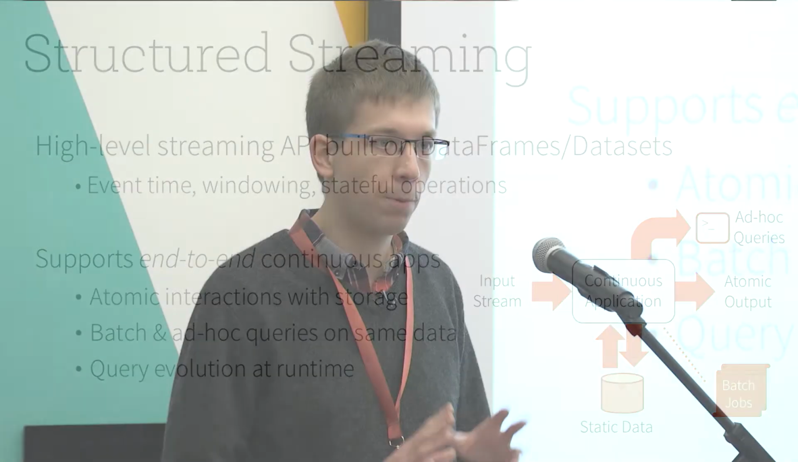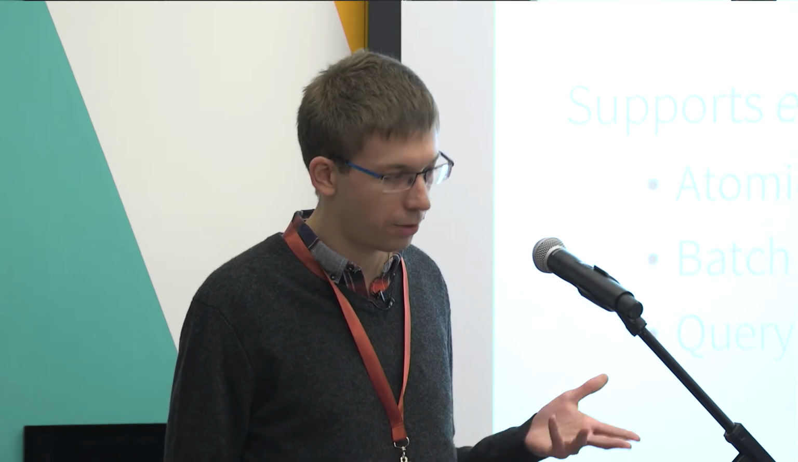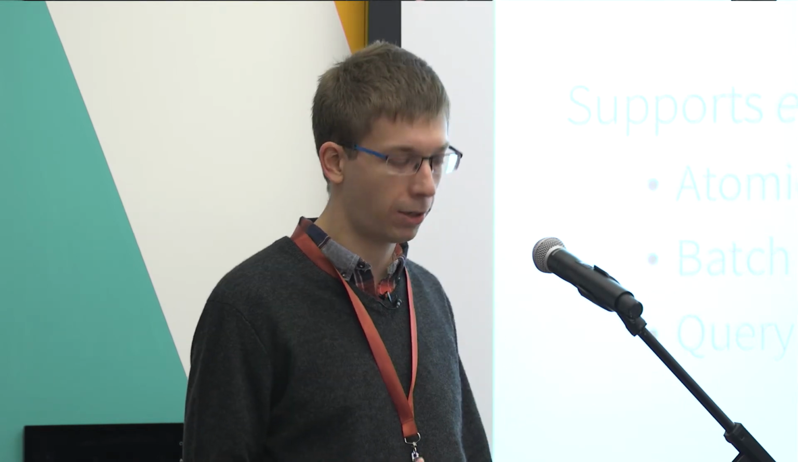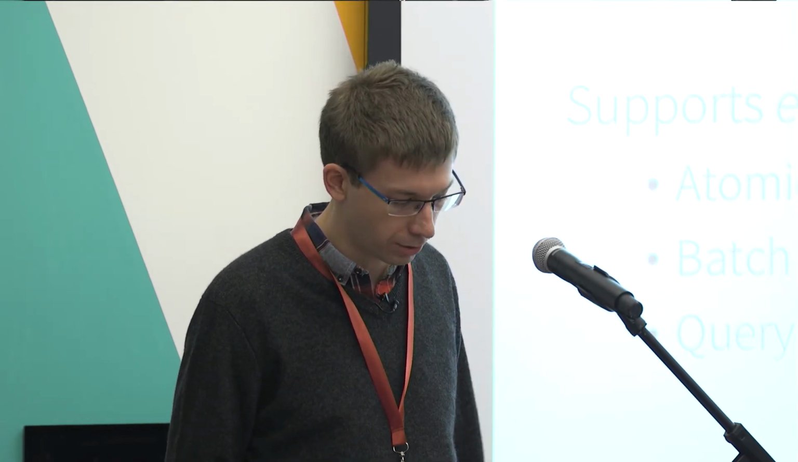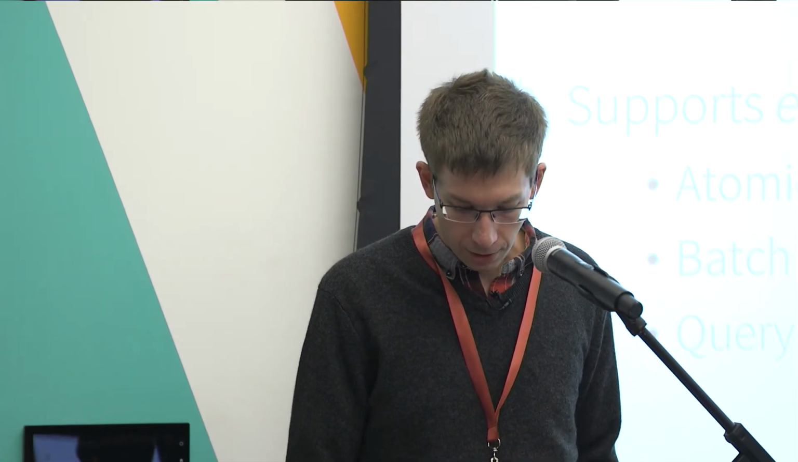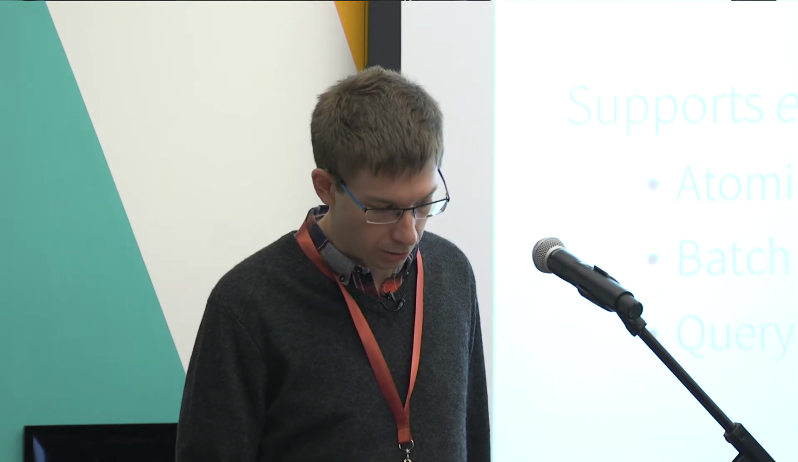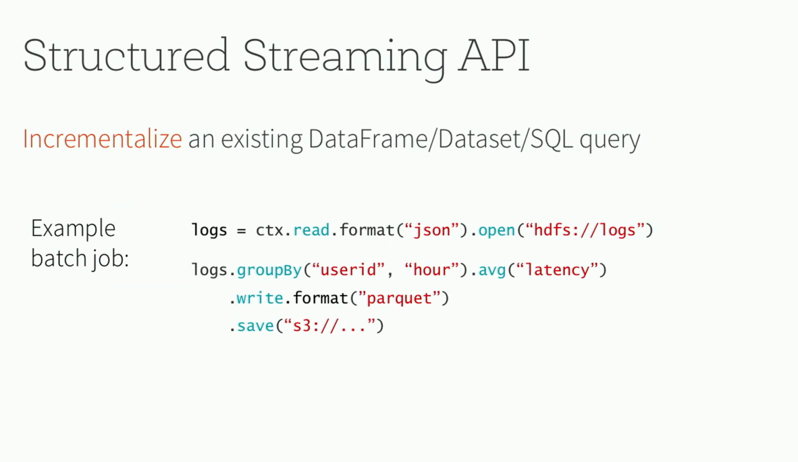And one of the goals is to support these end-to-end, what we're calling continuous applications, where you're not just receiving stuff in a stream, doing a map function and writing it somewhere, but you're trying to write a complete application that might involve interactive queries, batch jobs, and so on. So it's designed to make it really easy to interact with the other parts of Spark to do that. Now, the really cool thing about this is actually the API. We added this whole streaming engine, but we didn't really have to add a new API. Instead, the way we do it is that we incrementalize an existing query you have using the structured APIs.